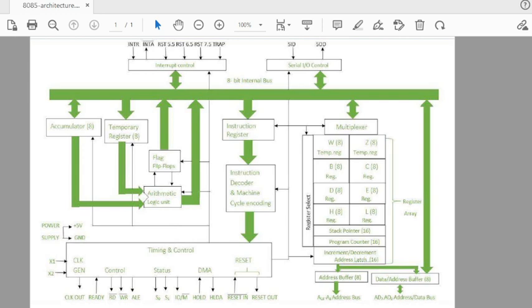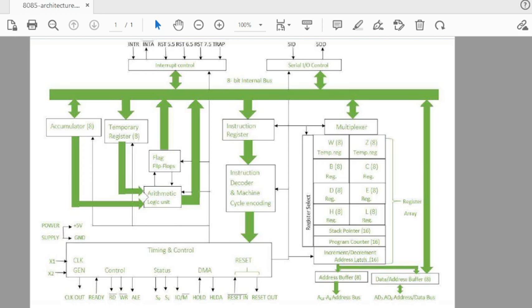Then what is left? The green bar, whatever the green bar is there, it is the system bus. It is the system bus through which the address, data and control signals are transferring to and from the many building blocks of the microprocessor.